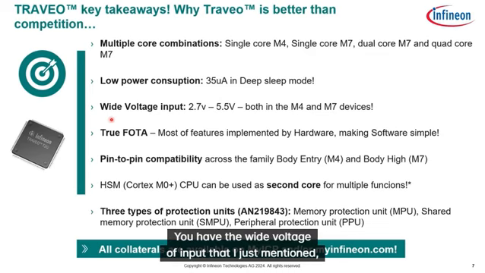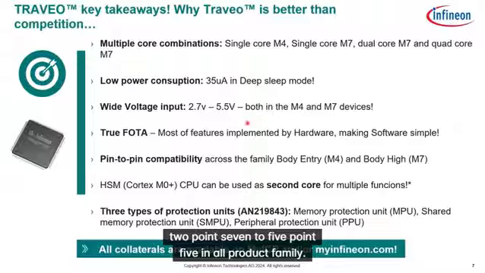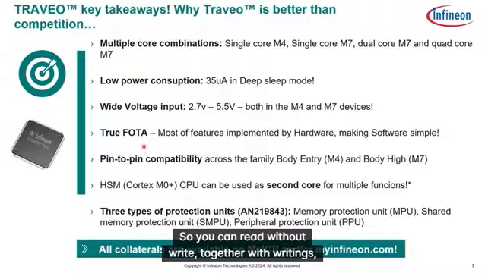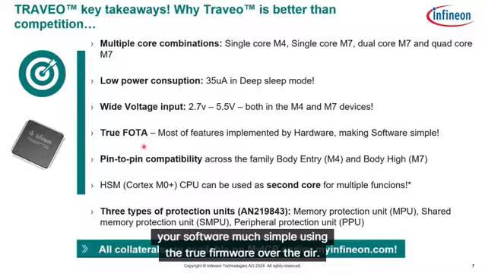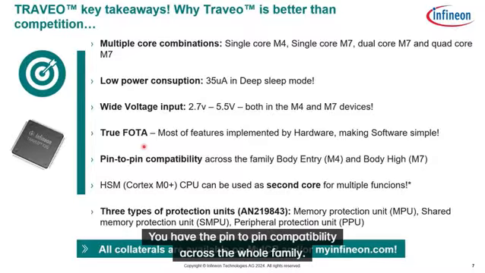You have the wide voltage of inputs that I just mentioned, 2.7 to 5.5 in all product family. You have the true firmware over the air, so you can read together with writing, and you have different blocks of memory that make your software much simpler using the true firmware over the air. You have the pin-to-pin compatibility across the whole family.